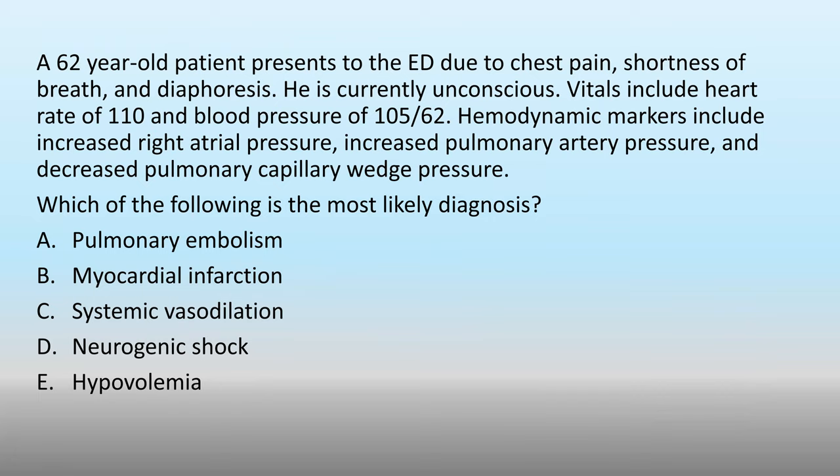And hemodynamic markers include increased right atrial pressure, increased pulmonary artery pressure, and decreased pulmonary capillary wedge pressure. Which of the following is the most likely diagnosis? We have pulmonary embolism, MI, systemic vasodilation, neurogenic shock, and hypovolemia as our choices.